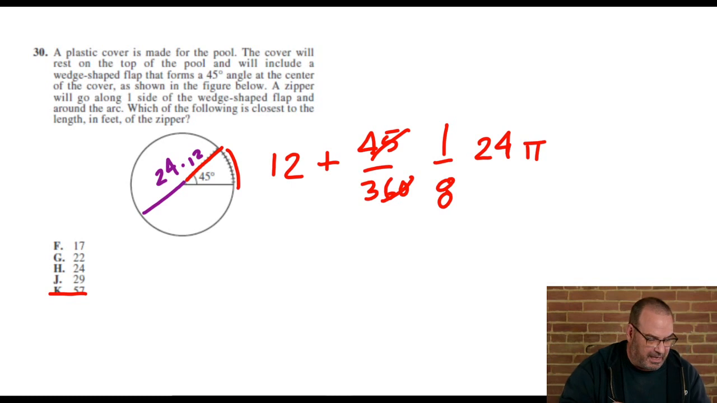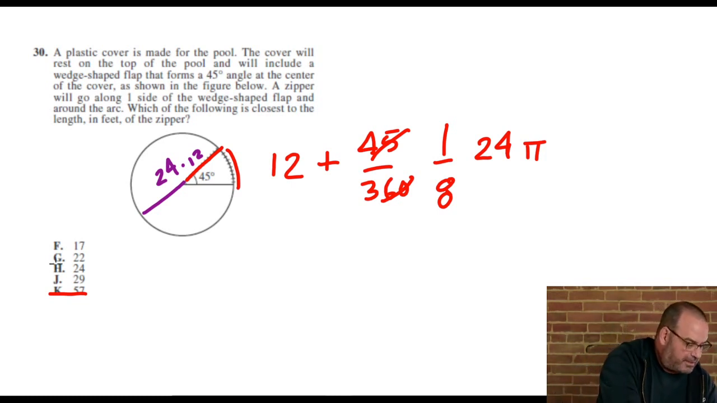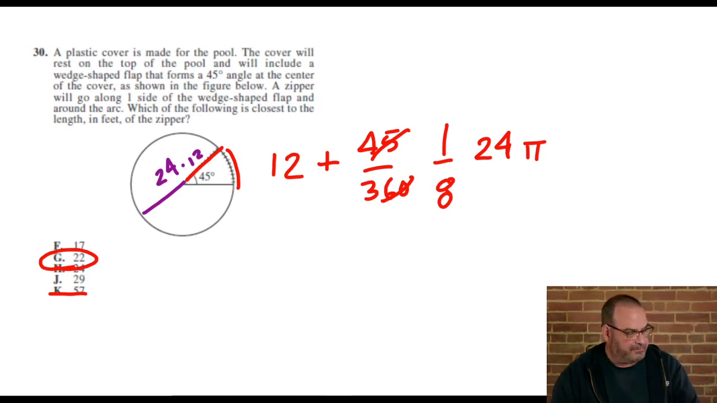3 times pi. So if this is 3 times pi, which is 3 plus 12, 9 plus 12, 21. Yeah, this one is 22 feet. I was right. Good. Whew. I should have written 12 feet down on that one.